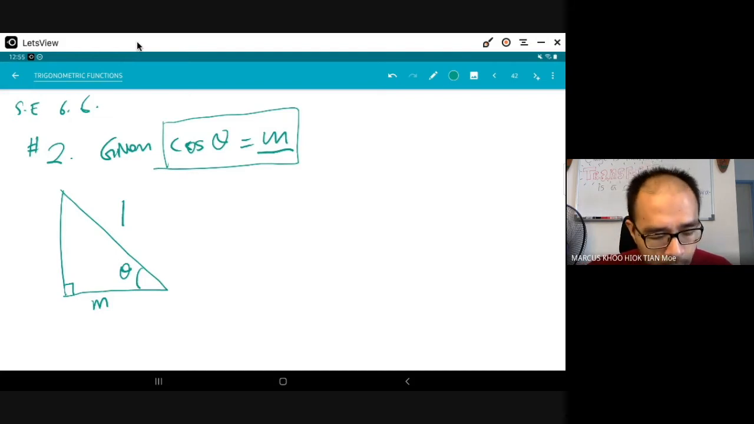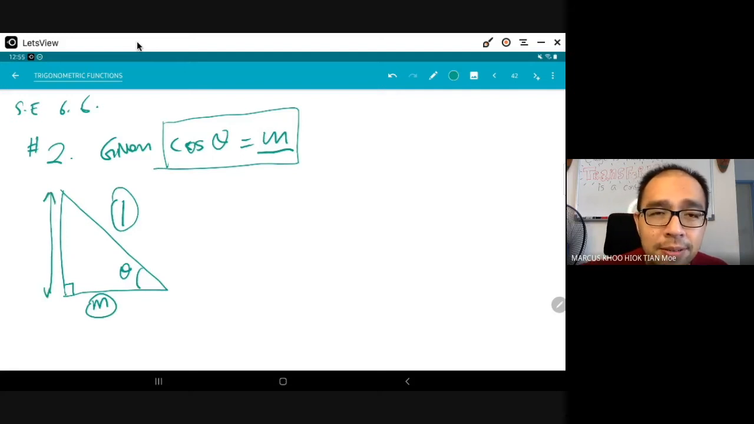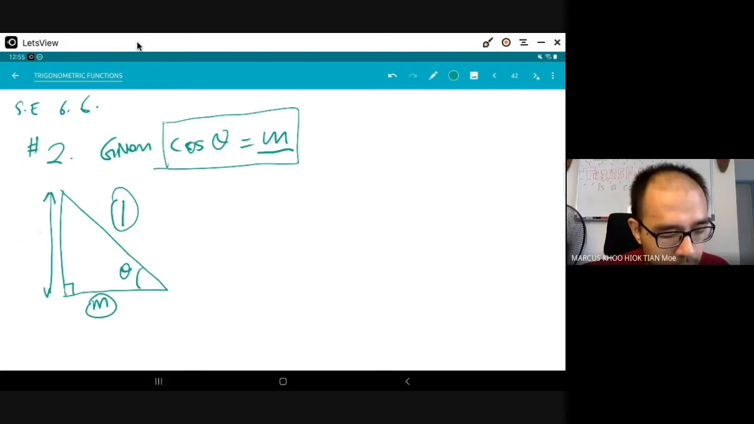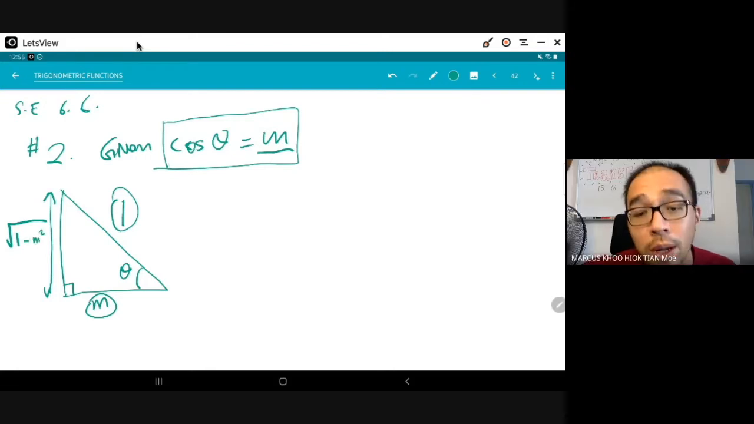So if this is 1 and this is m, what is my opposite value? You remember how to count this? What do we use? Square root 1 minus m. Square root of 1, no, not 1 minus m. m squared. Yeah, 1 minus m squared. Actually, 1 squared, if you want 1 squared, can. But 1 squared is 1.